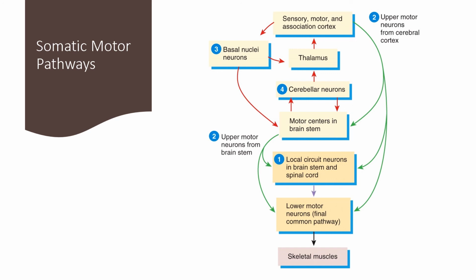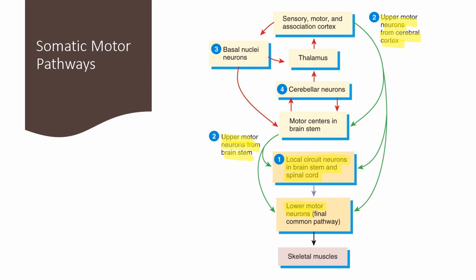So here we have these lower motor neurons down here. You can see that they're going to receive input directly from these local circuit neurons in the brainstem and the spinal cord. This is going to be that purple arrow. It's also going to receive direct input from the upper motor neurons in the cerebral cortex, from the green arrow here, and also from the upper motor neurons in the brainstem. Going to get direct connection to those lower motor neurons.